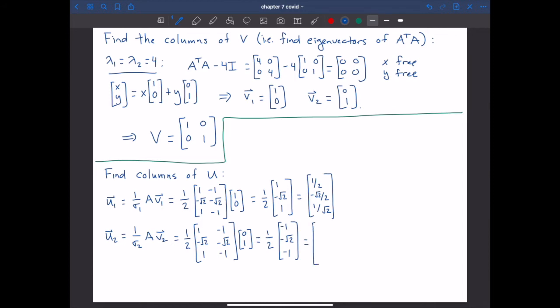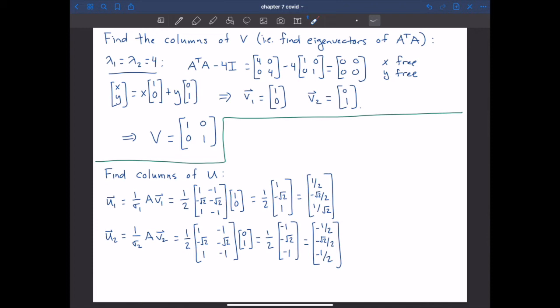And we can multiply the 1/2 in again, and we get this as our U2 vector. Again, it should be a unit vector automatically, and if we check the two vectors we found here, they should be orthogonal to each other. But now we've run into a bit of a problem.